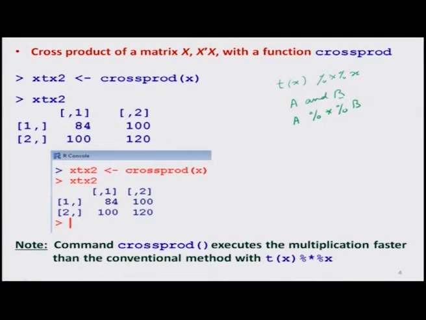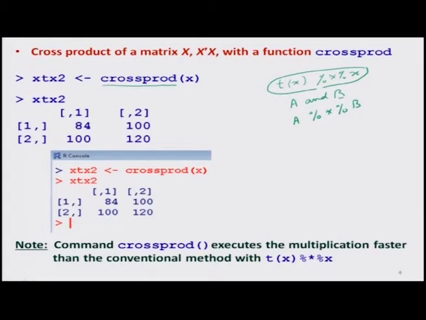But here I would like to show you that whenever you are trying to find a particular type of product, where you multiply the transpose of X and X, there is another built-in command in R called crossprod, which is the cross product of transpose of X and X.